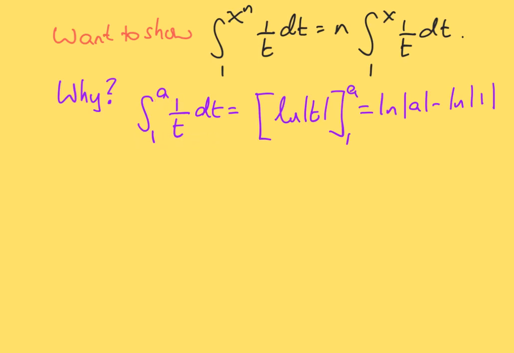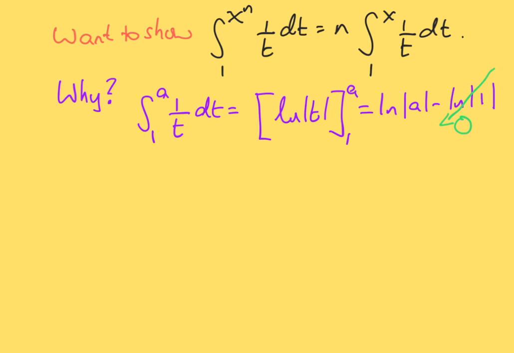So this integral, the integral of 1 over t with respect to t, is the logarithm of the modulus of t, and we evaluate it at the upper limit and at the lower limit. So from the upper limit we get the logarithm of the modulus of a, and then we subtract this evaluated at 1, and so we get the logarithm of the modulus of 1, or the logarithm of 1. But the logarithm of 1 is 0. So therefore, this integral is the logarithm of a.